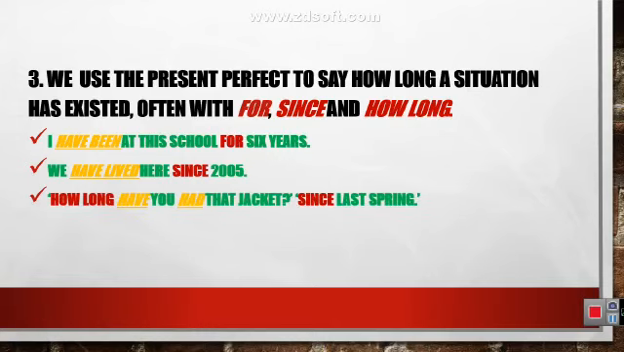How long have you had that jacket? Since last spring. It means I began having it or I bought it last spring and I still have the jacket till now.